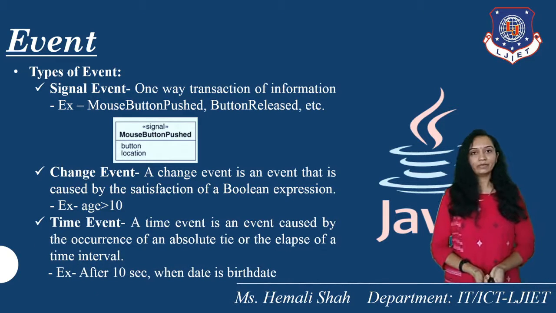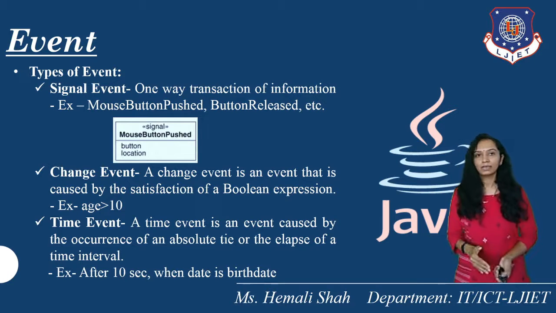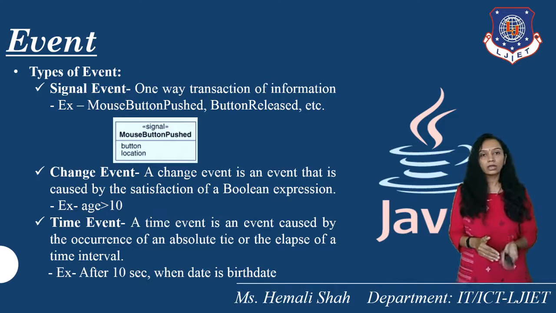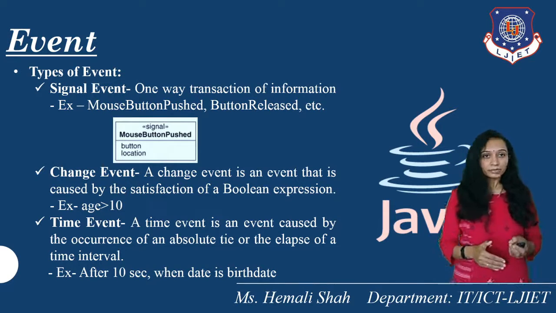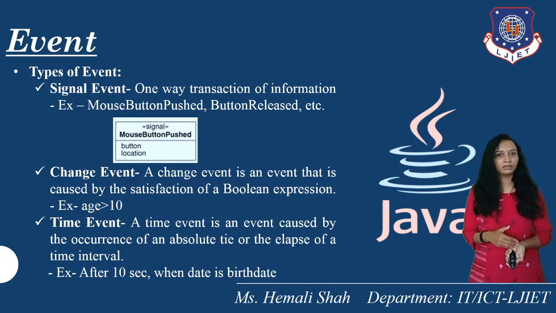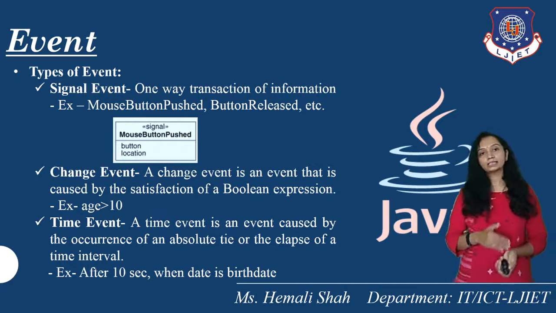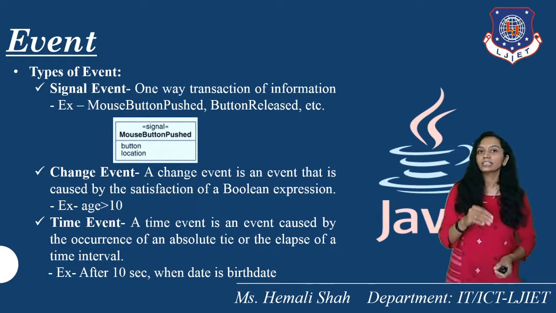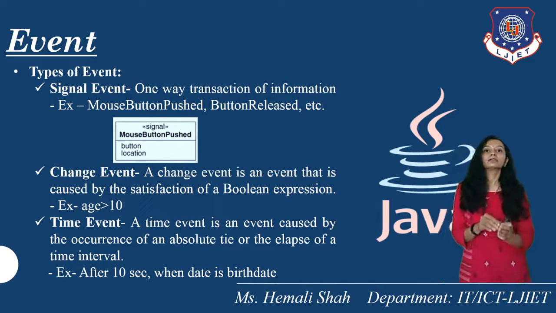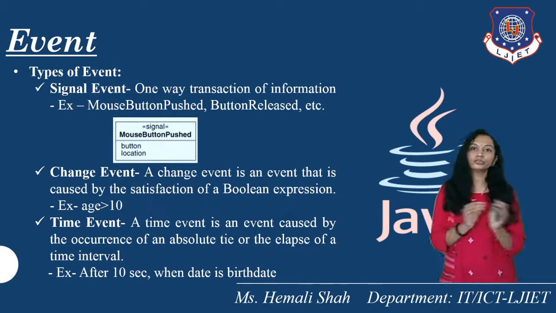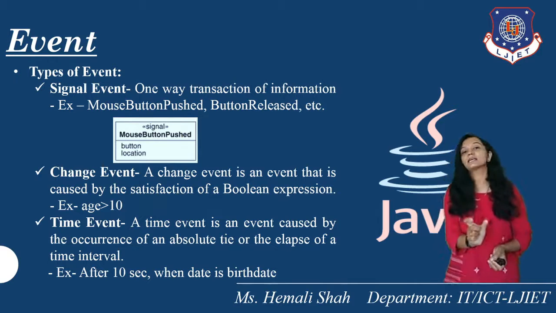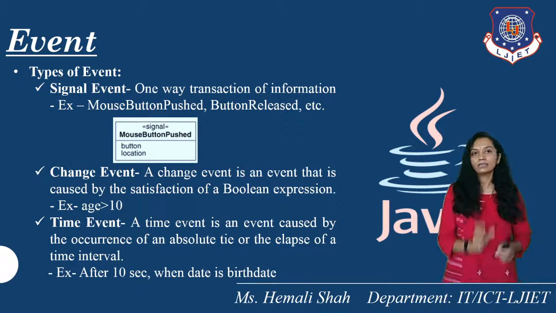Now what is the time event? The third type of event is the time event. A time event is an event caused by the occurrence of an absolute time or the elapse of some time interval. An example of such a time event is: if you have written like this, after 10 seconds your fan should move from on to off. So this condition basically represents a time event.